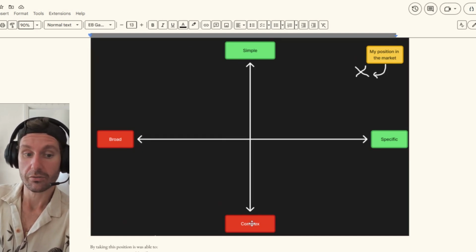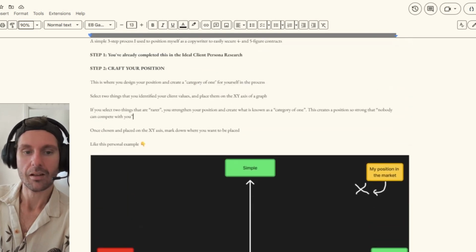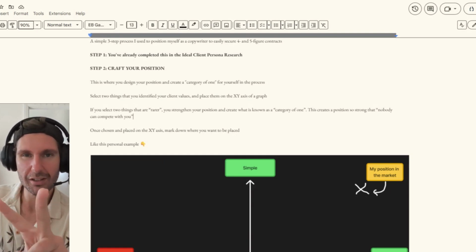Or you could go fresh, frozen, and you could go slow, fast. So we're frozen, but it's really, really fast. So it's going to solve that problem of I'm hungry and I want a quick solution. So you get to choose what goes on these XY axes. Okay? But how you choose them is you pick two things that your clients value.